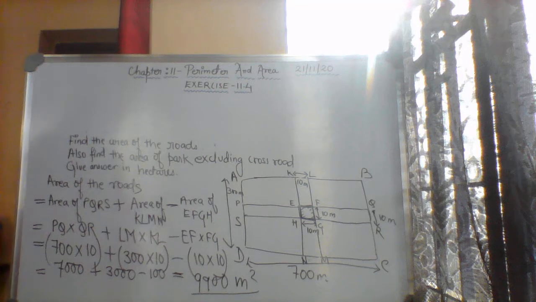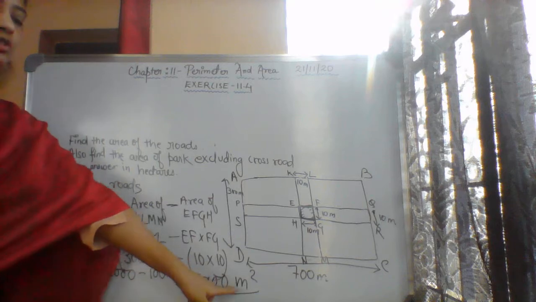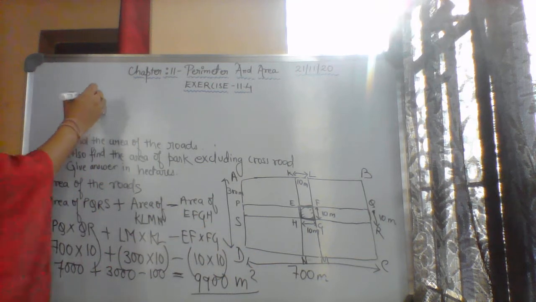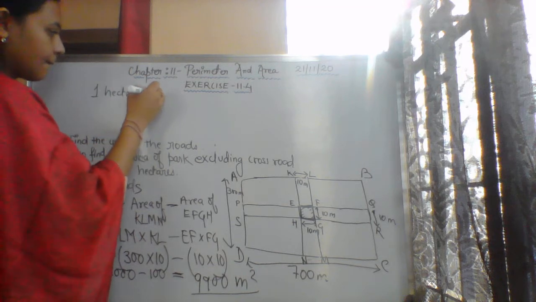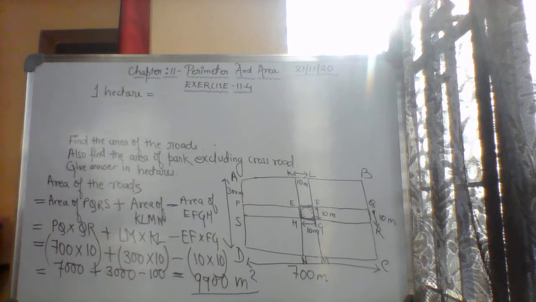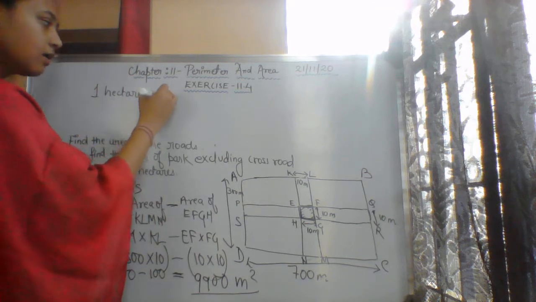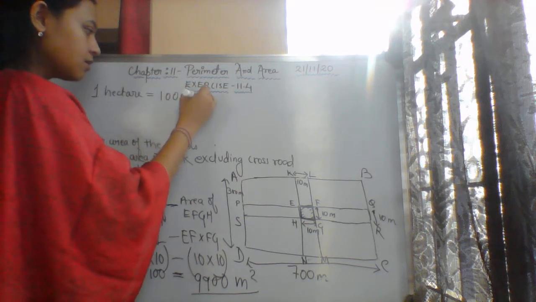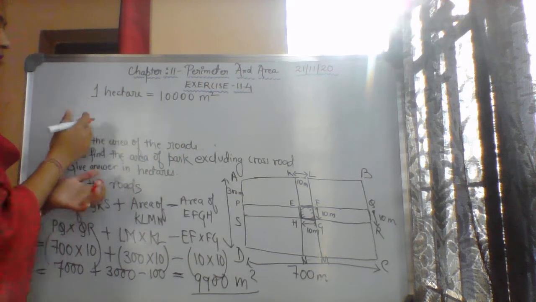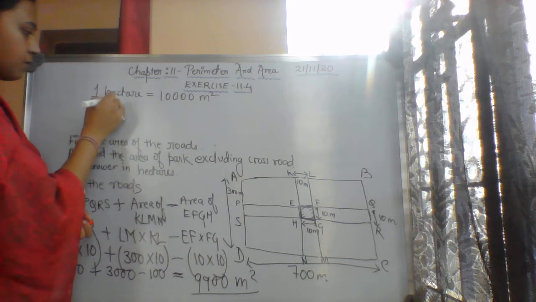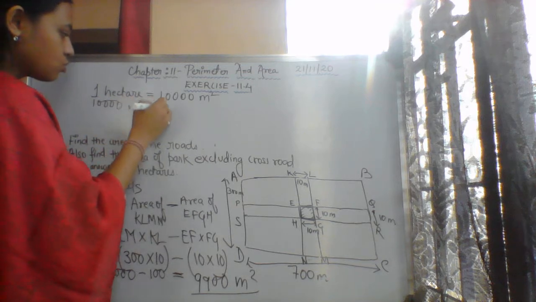So our answer is 9,900 meters square. Now they told us to give the answer in hectares, so you are going to convert this meter square into hectare. How many meter square is 1 hectare? 1 hectare is 10,000 meters square. So I can also write it the opposite way: 10,000 meter square equals 1 hectare.